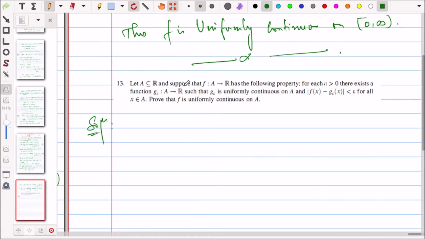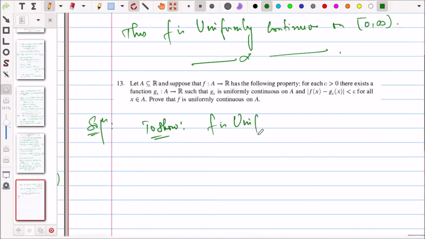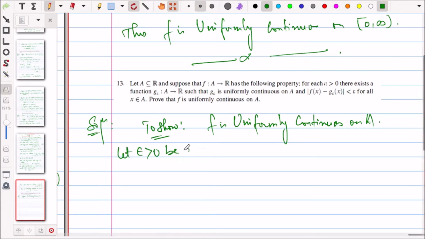In question number 13, we are given a function f which satisfies the property that for each epsilon there exists a function g epsilon such that g epsilon is uniformly continuous on A and |fx minus g epsilon x| is less than epsilon for all x belonging to A, and we have to show that f is uniformly continuous on A. To show f is uniformly continuous on A, we shall start with any arbitrary epsilon. So let epsilon greater than 0 be any real number.